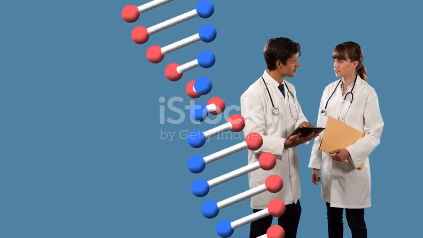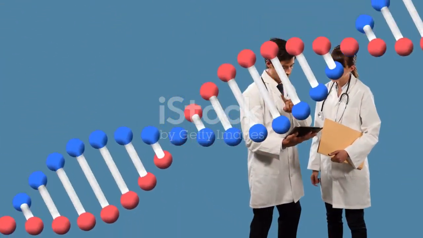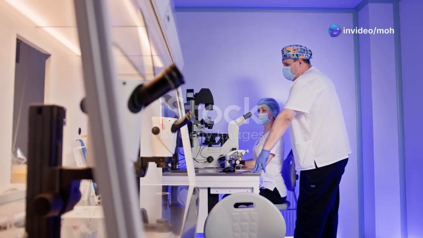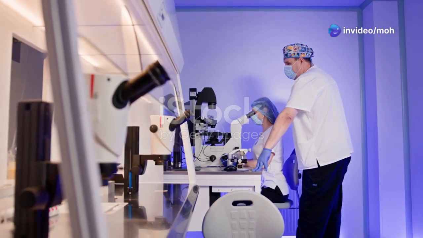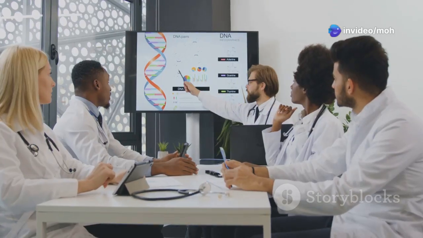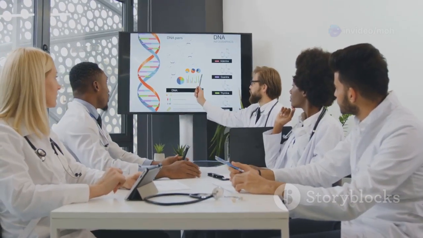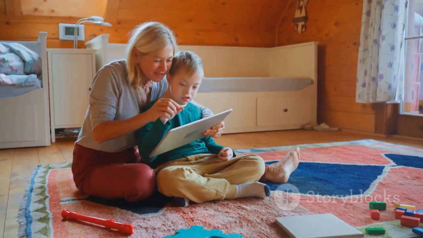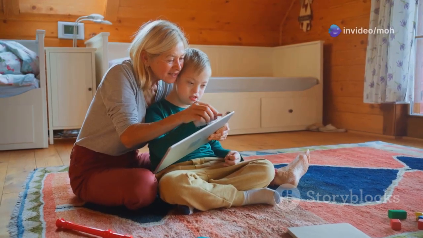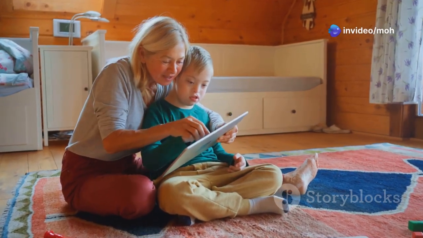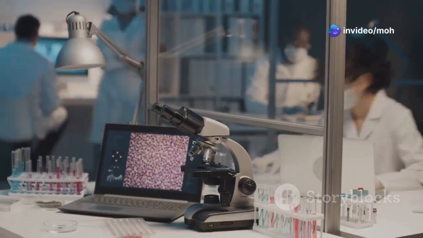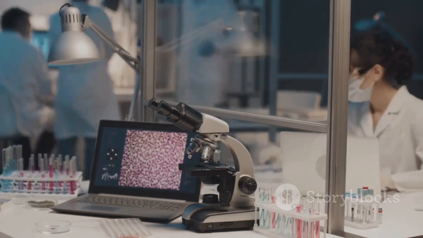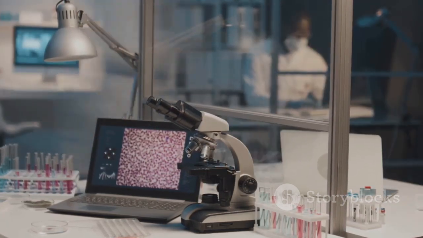Our genes, passed down from generation to generation, hold the blueprint for life. Embryology and genetics are intricately intertwined, with genes orchestrating the complex choreography of development. Understanding this interplay is crucial for unraveling the mysteries of genetic disorders. Take Down syndrome, for example. This condition arises from an extra copy of chromosome 21, leading to characteristic physical features and developmental delays. By studying how this extra chromosome disrupts normal embryonic development, we gain insights into the underlying mechanisms of the condition.